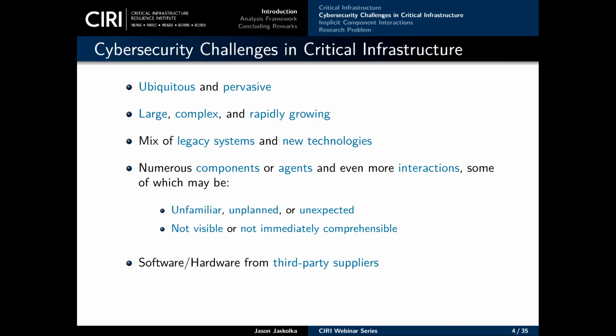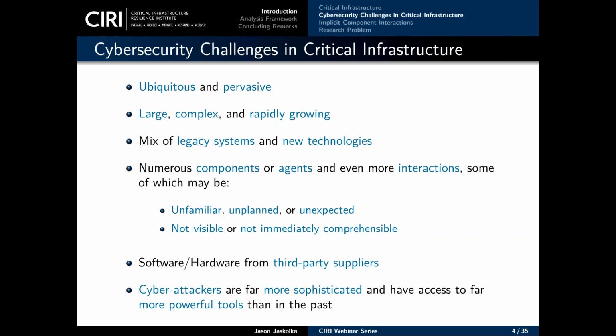Furthermore, we see that our cyber attackers today are far more sophisticated and they have access to far more powerful tools than they ever did in the past. So this really fuels that cat and mouse game of cybersecurity. We need to constantly look at how we can harden our systems, make them more resilient in the face of cyber attacks, while cyber attackers themselves are becoming more and more powerful.